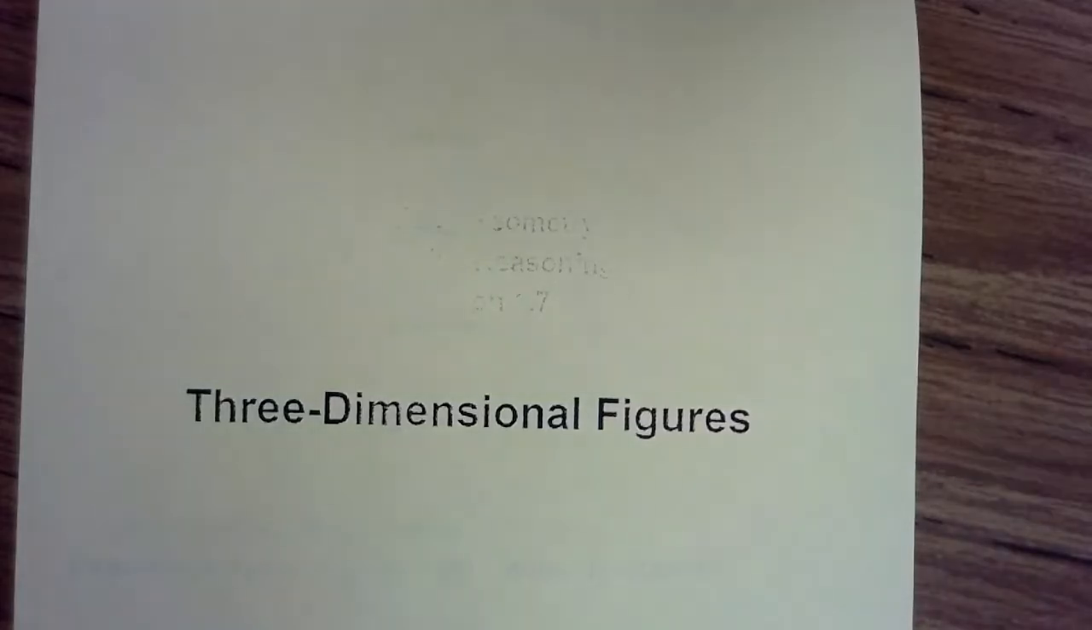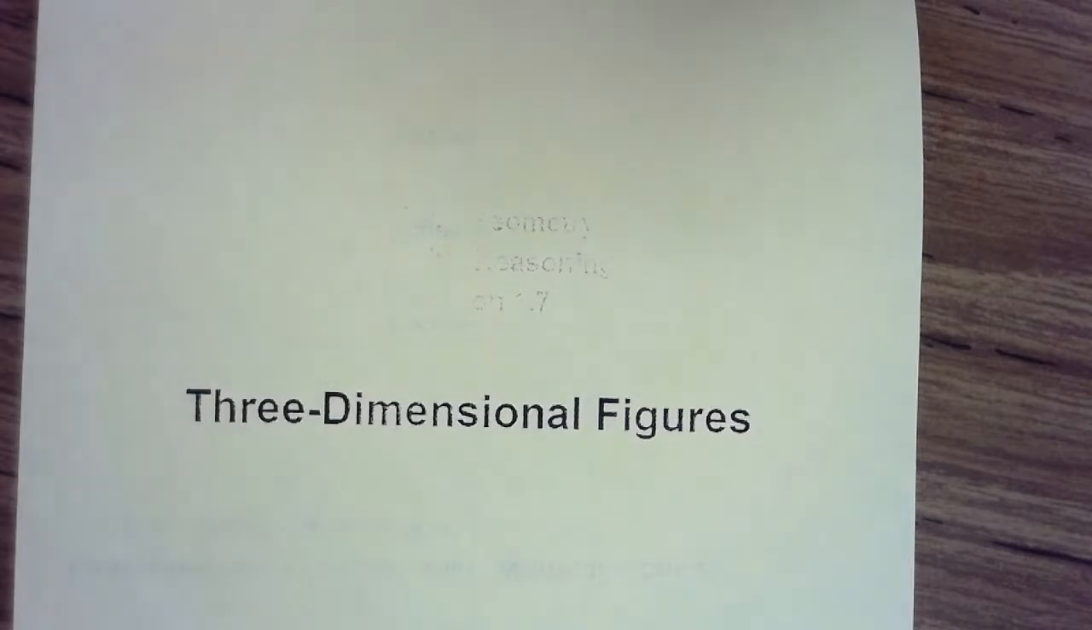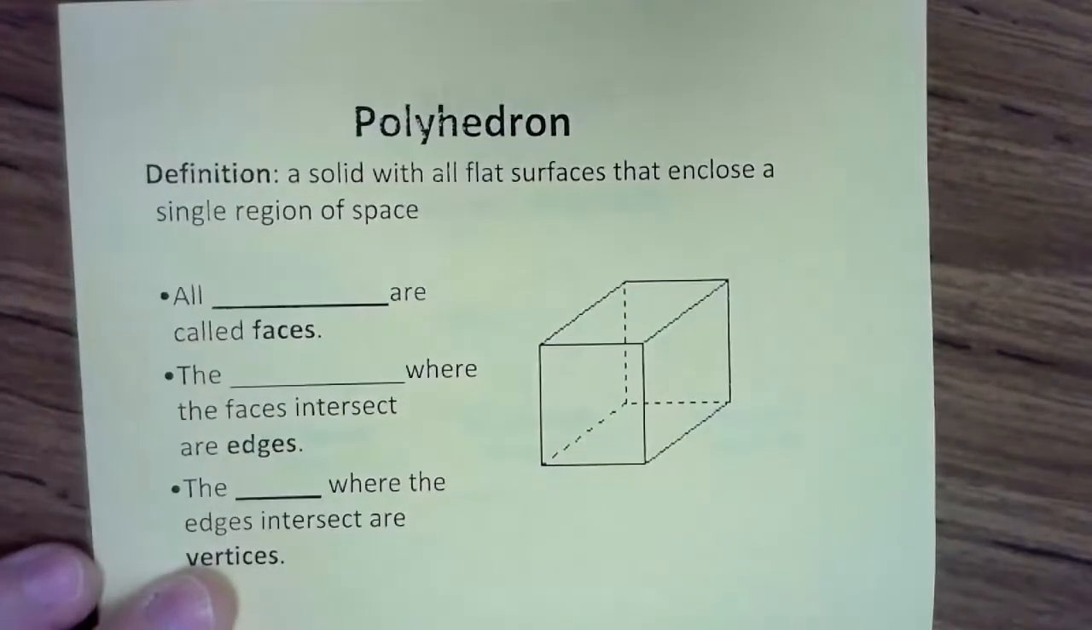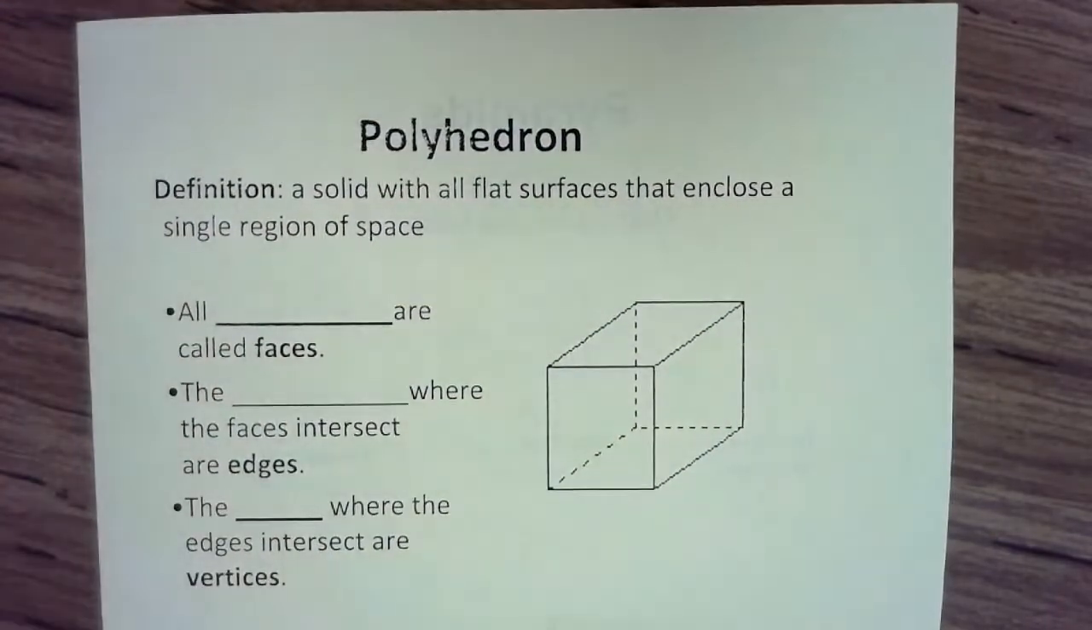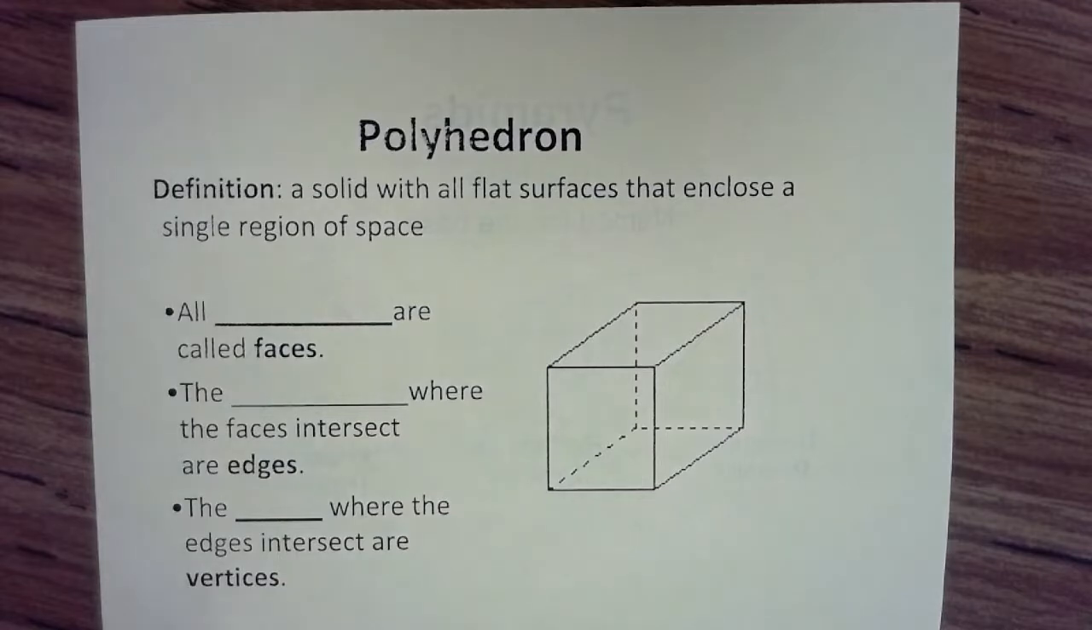All right, today we're moving on to lesson 1.7 on three-dimensional figures. So first we're going to talk about a polyhedron. A polyhedron is a solid with all flat surfaces that enclose a single region of space. For a two-dimensional figure, we call those polygons. So a three-dimensional figure is called a polyhedron.